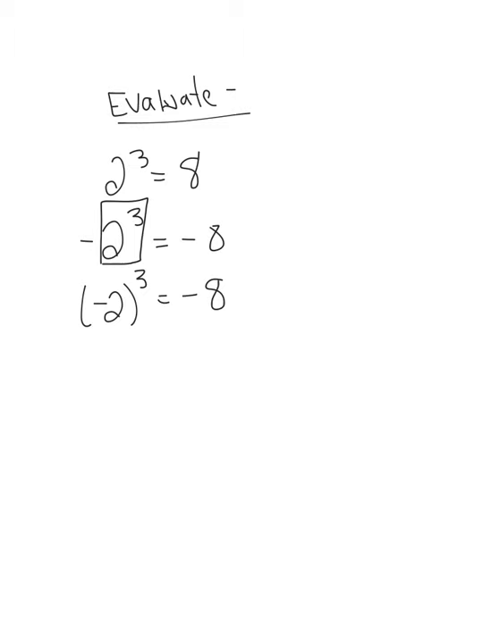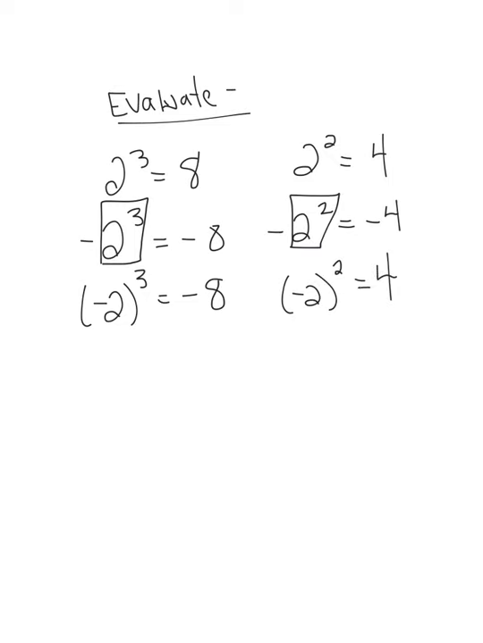With that in mind, if I had 2 squared, I would get 4, and if I had a negative 2 squared, again, this exponent of 2 is only for the 2, so I would get a negative 4, and if I had a negative 2 in brackets squared, I would get a positive 4, because negative 2 times negative 2 is a positive result. In these examples, I am going to be simplifying and not evaluating.